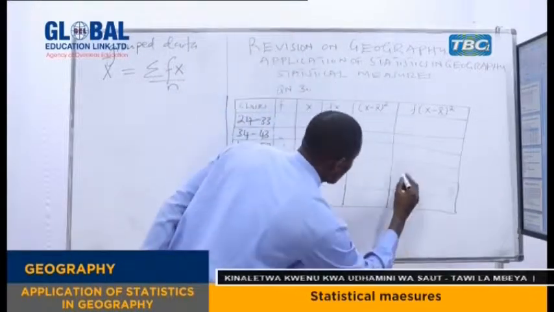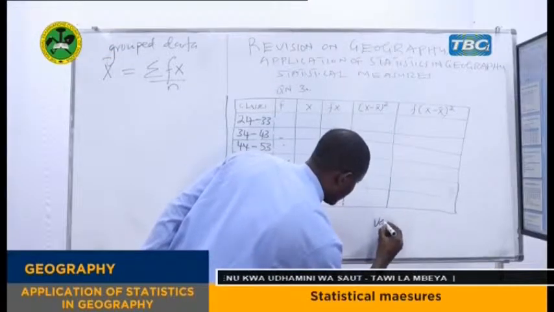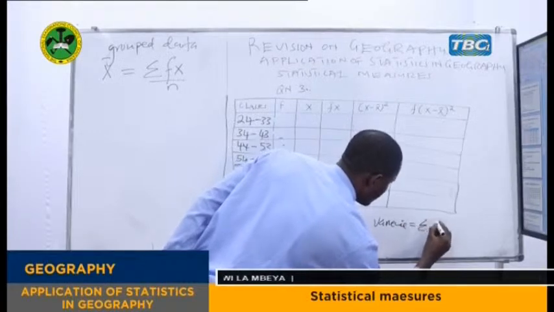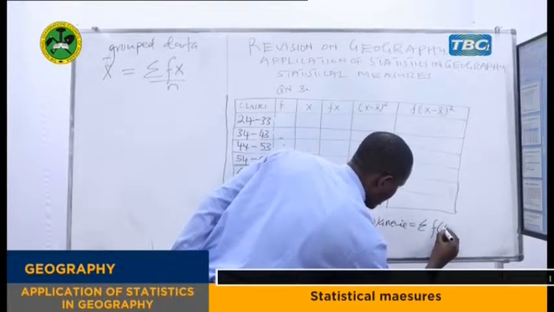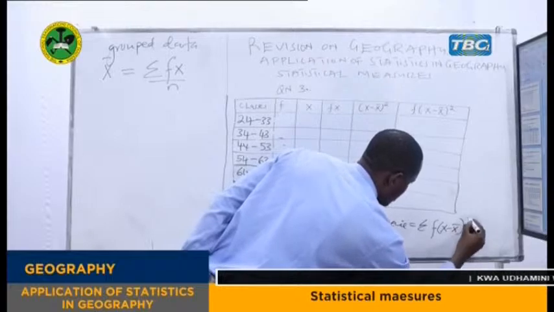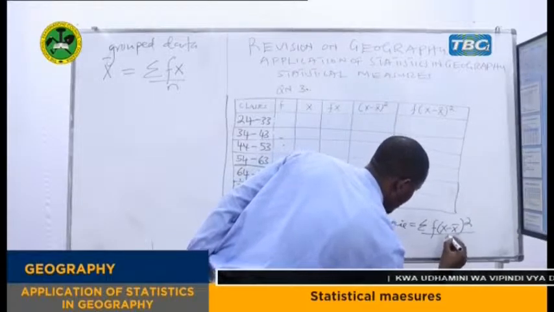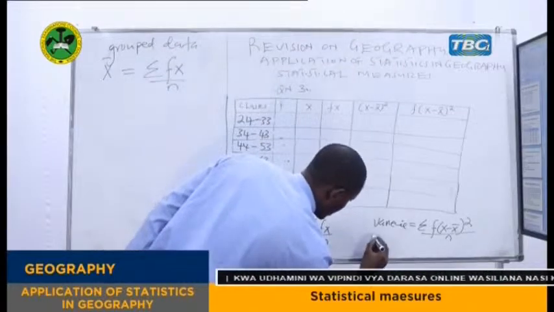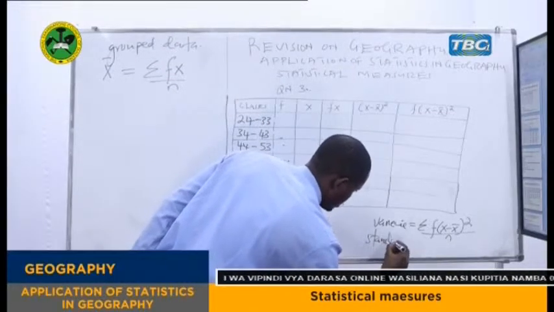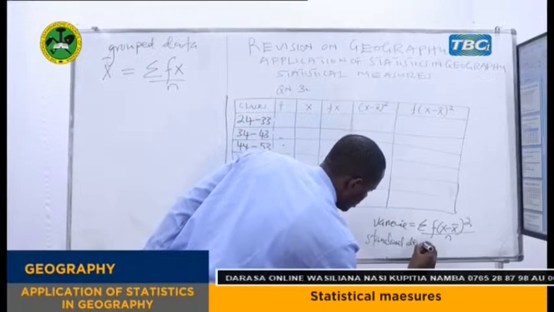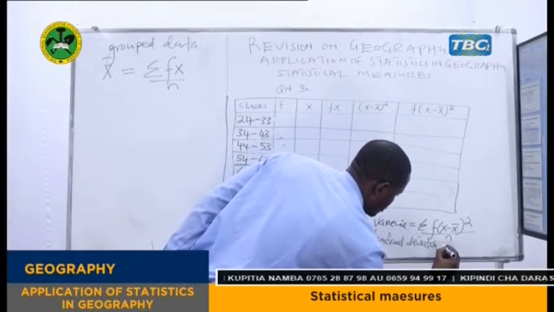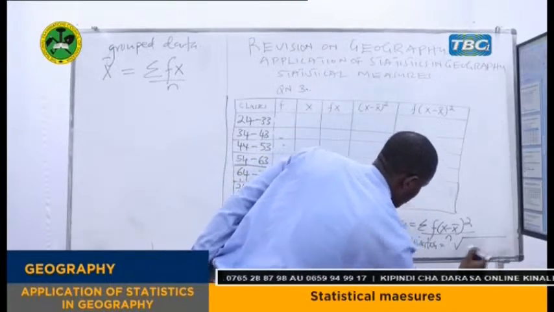So over here, we'll be talking about the summation. That's about the variance. It's given by the summation of f times x minus x bar squared. Then you divide by n. But again, the question is asking us to find the standard deviation. And the standard deviation is equal to the square root of the variance.